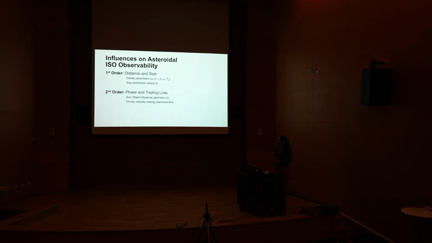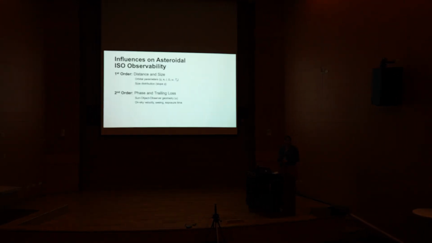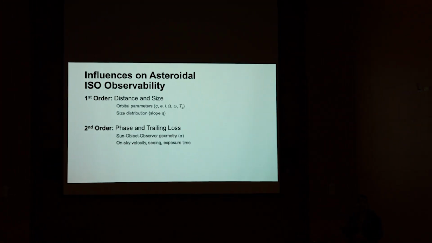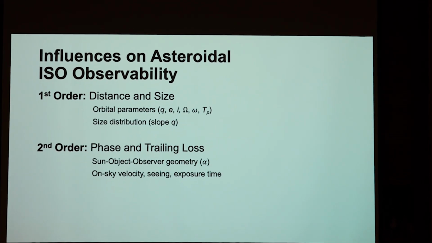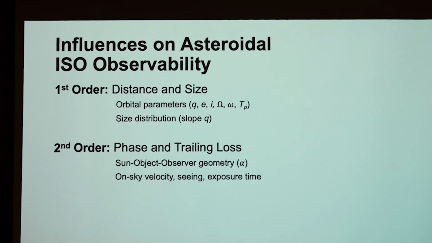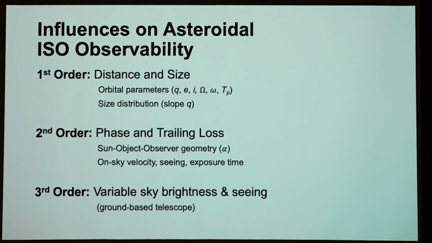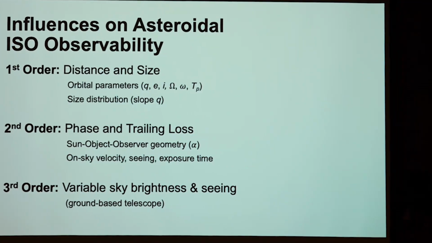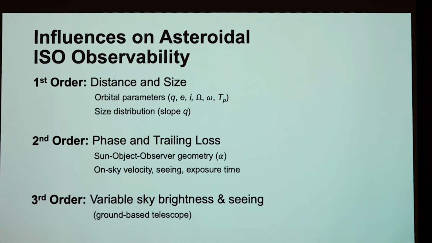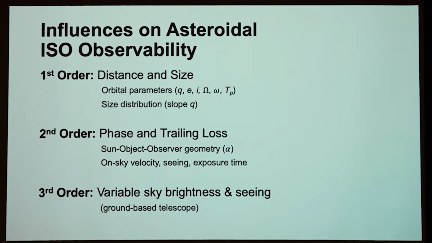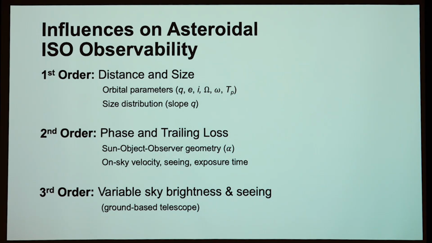Second order effects are phase and trailing loss, very different from our solar system objects. They're going to come in from all directions, there are going to be large phase angles, and they're going to be faster, so we're going to get more trailing losses. This will have more effect on interstellar objects. And lastly, as we've mentioned before, LSST is a ground-based telescope. There are going to be varying conditions, and that actually does come into effect for detecting our faint interstellar objects.